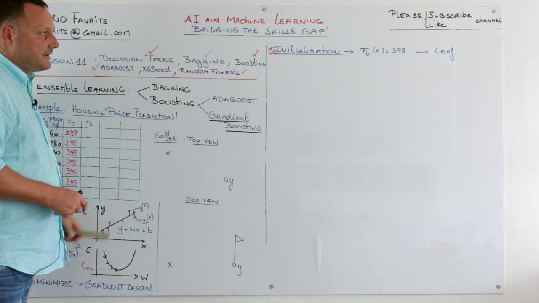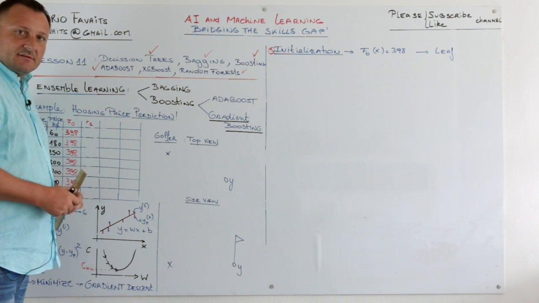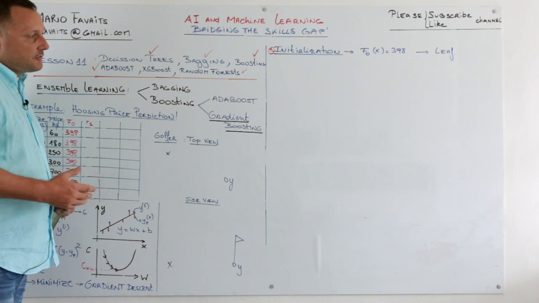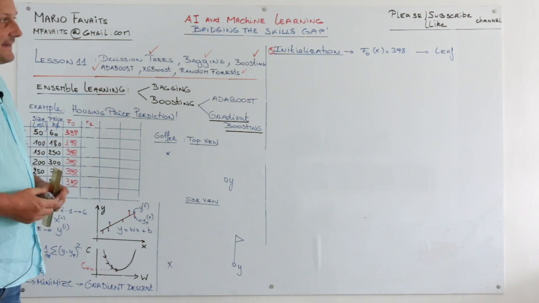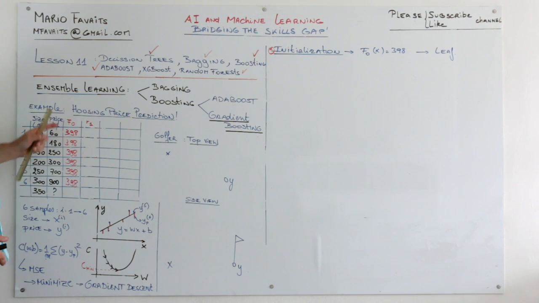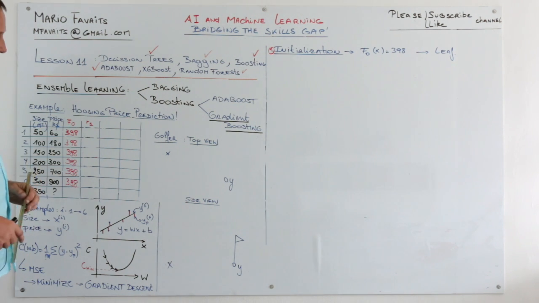Alright, so we have initialized our algorithm, and F0, our first prediction, is a leaf, and the value is 398, and that's for all the samples. So the first prediction, 398.